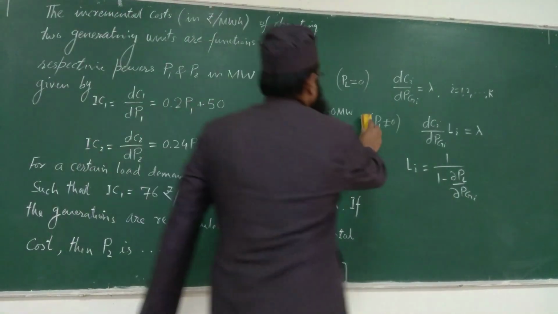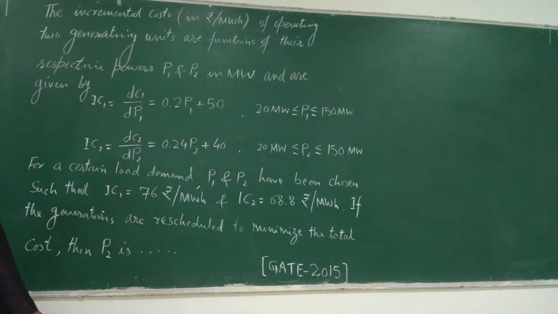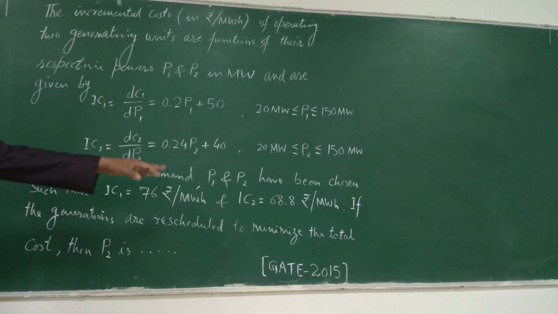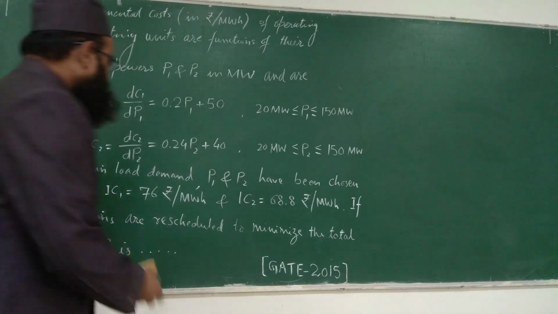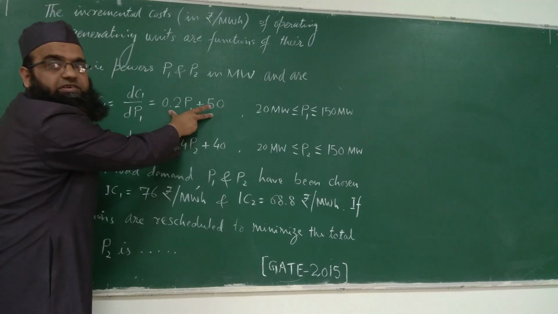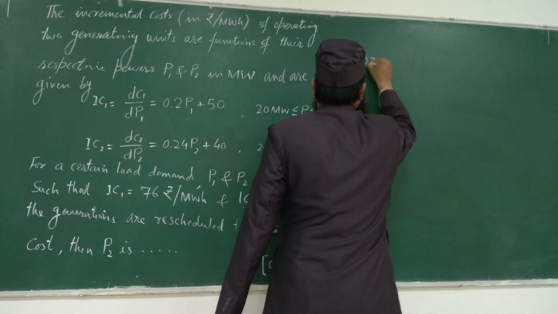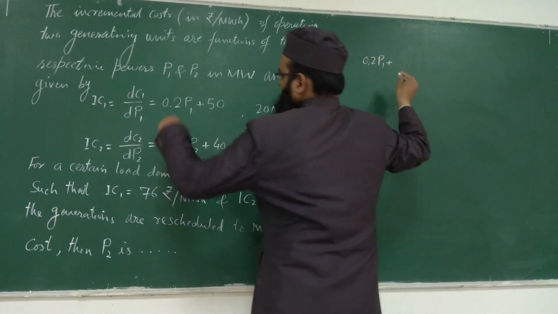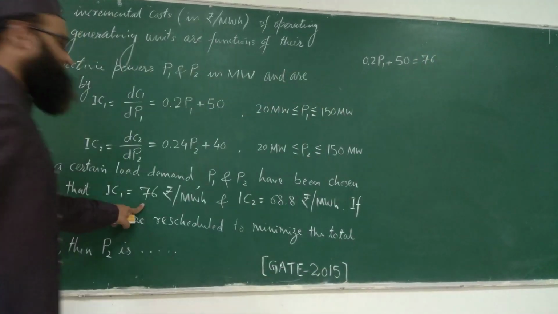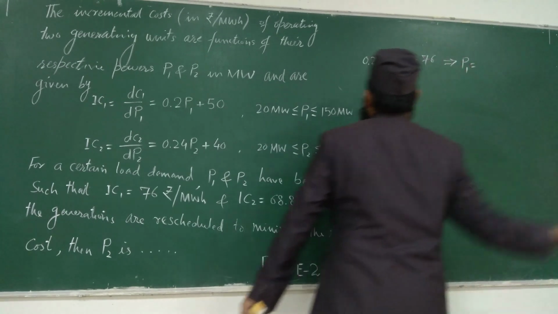So in this problem, we have to find P2, corresponding to optimal loading. For optimal loading, these two must be equal. But before that, just find out the total demand, right? IC1 is 76, so this expression will be 76. From there we can get P1. Write down 0.2 P1 plus 50 is given as 76. Clear? So this implies P1 is, tell me the value of P1.